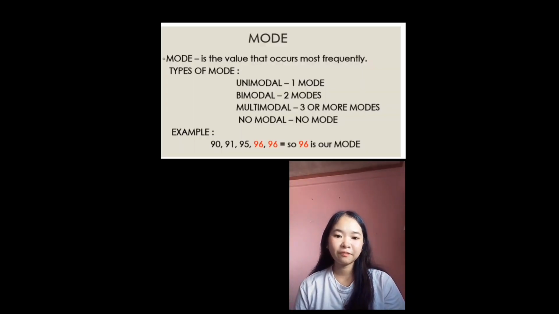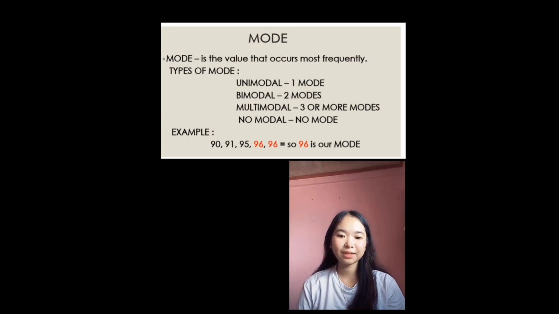So the third one is the mode. Mode is the value that occurs most frequently. We have different types of mode. We have unimodal if we have only one mode. Next is bimodal if we have two modes. Then third is multimodal if we have 3 or more modes. And then the last is no mode if we don't have any mode.